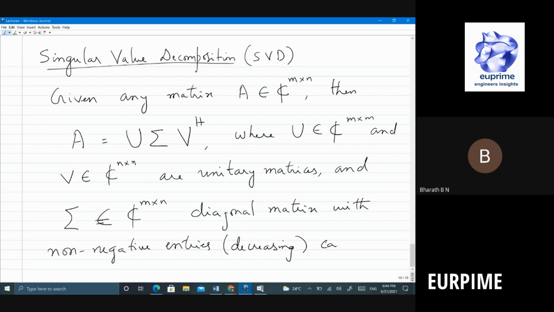These entries have a name. They are not called eigenvalues, they are called singular values. What are unitary matrices? U Hermitian U is identity, and V Hermitian V is identity, of course with appropriate dimensions. So this is called the singular value decomposition. It's very, very powerful. It doesn't make any assumption on what matrix you pick. You give me any matrix, I can do this decomposition.